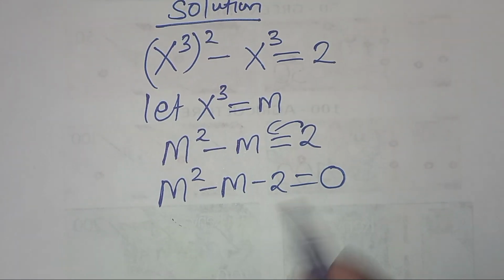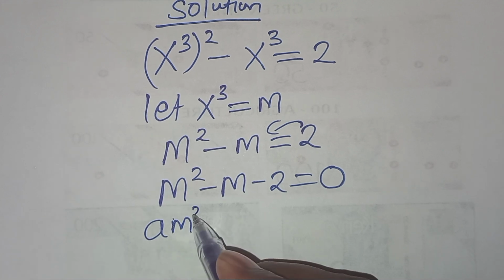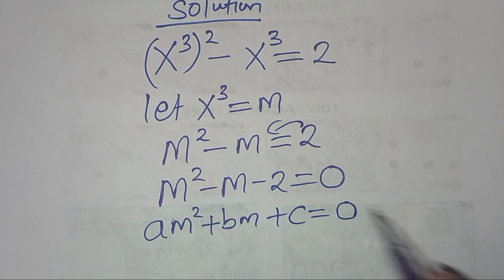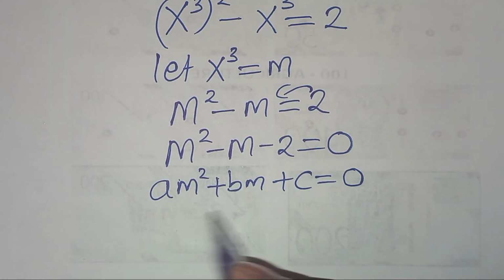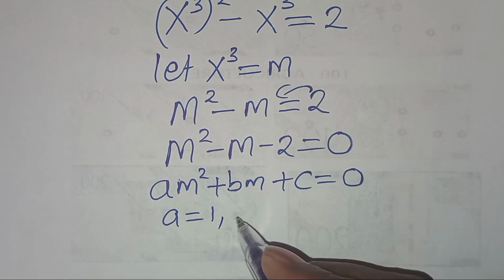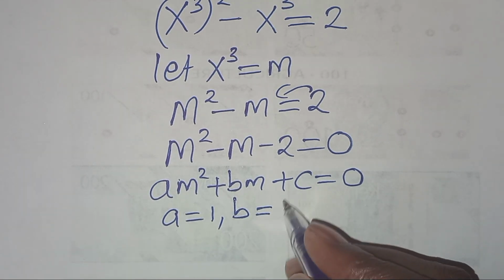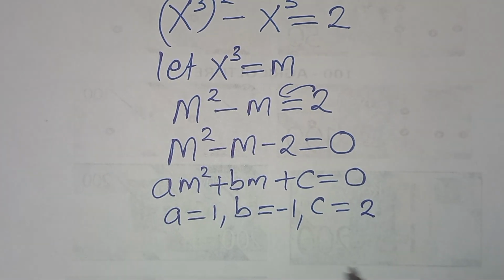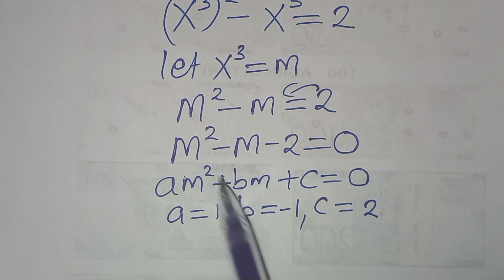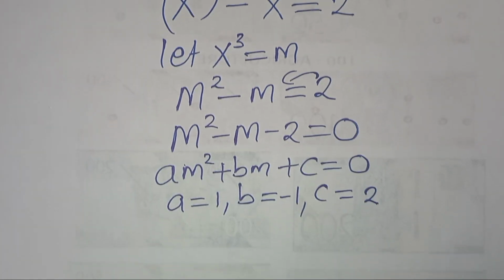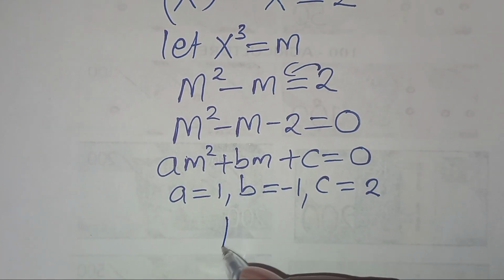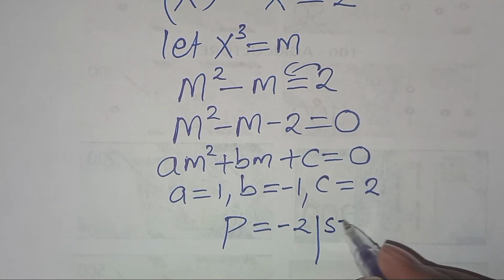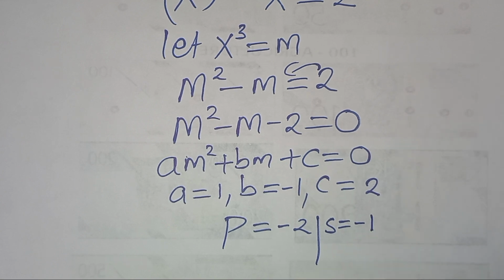So here we have a quadratic equation of the form am squared plus bm plus c, this is equal to 0. Now from here, we have a equal to 1, we have b equal to -1, and we have c equal to -2. So in this case, we can solve this problem using factorization method, whereby the product here is -2, and the sum is equal to -1.